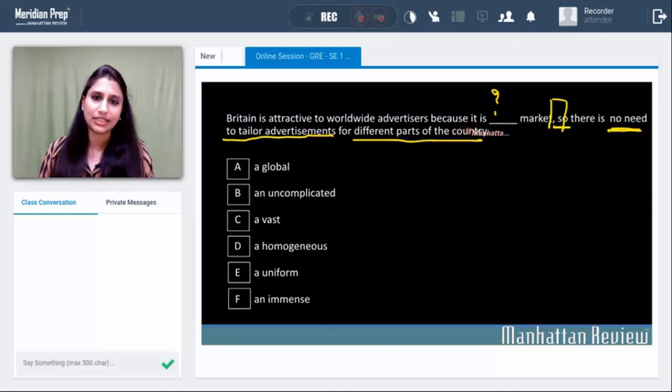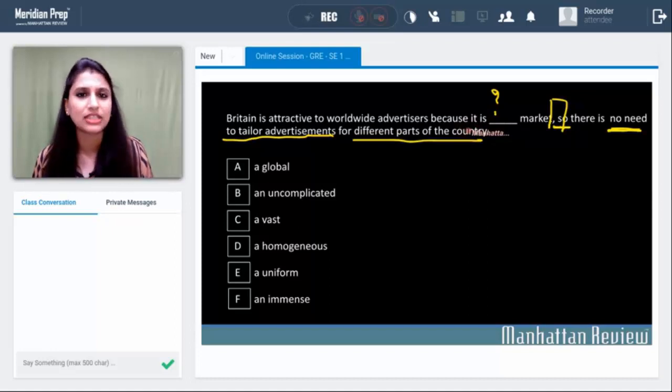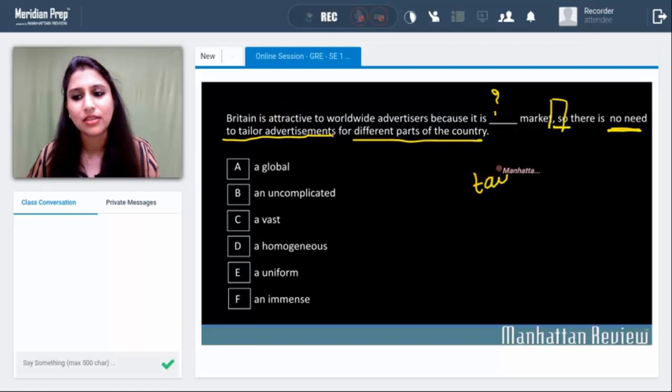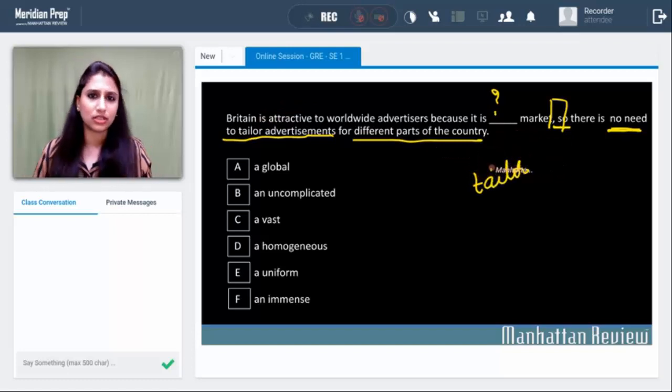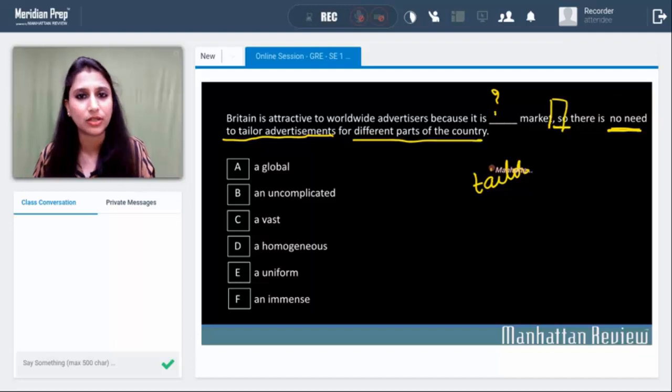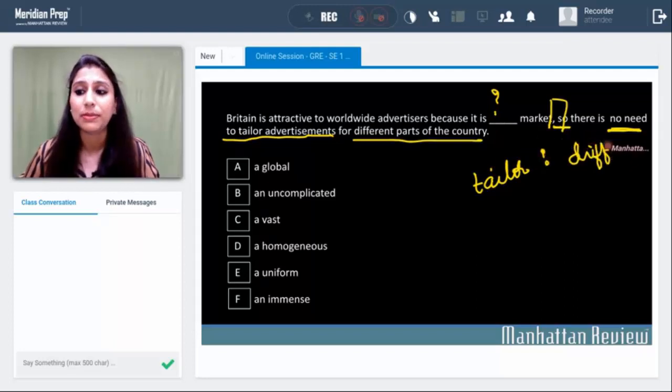In general sense, do we need to tailor advertisements? What is tailoring? Tailoring is nothing but customizing something, right? Why do we tailor advertisements? Generally advertisements, they tailor, right? Because in the northern part, one kind of advertisement will go and the southern part takes some other kind of advertisement. Why does all these things happen? Because people are different, isn't it? So tailoring happens because the people are different.